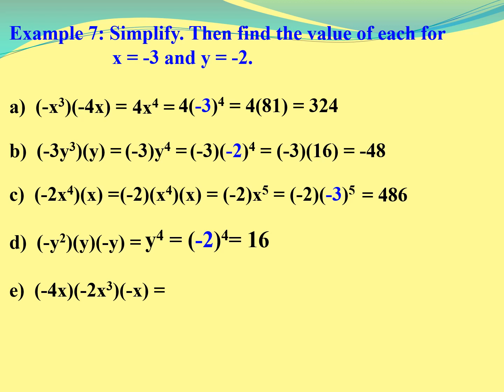Letter E. Negative 4x times negative 2x cubed times negative x, 3 negatives is negative, equals negative 8x to the 5, which is negative 8 times negative 3 to the 5, since x is negative 3, and multiplying we get 1,944.